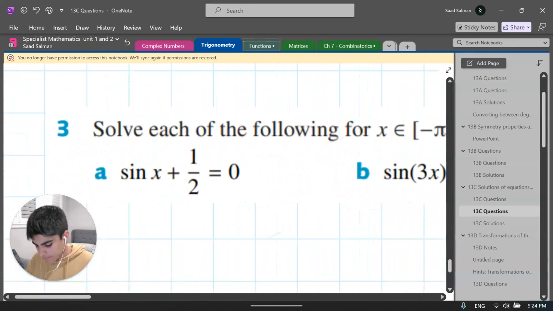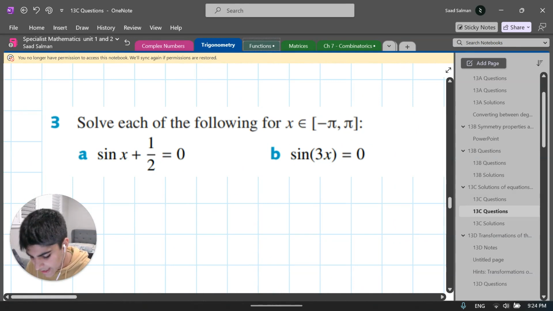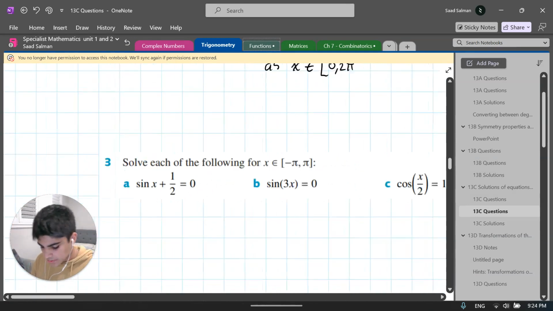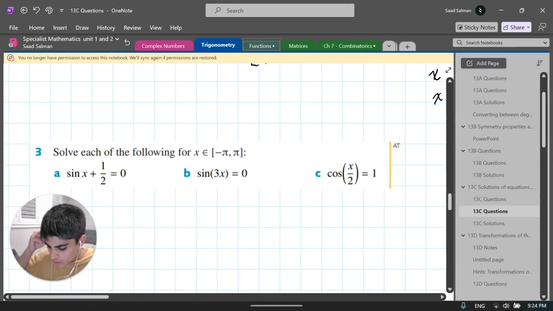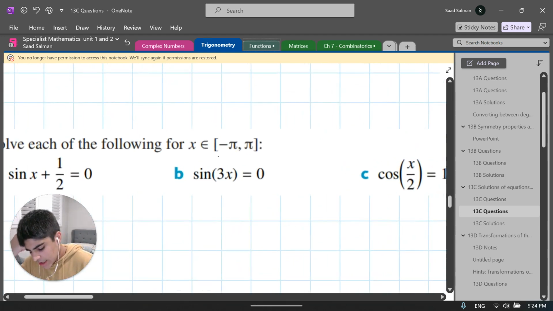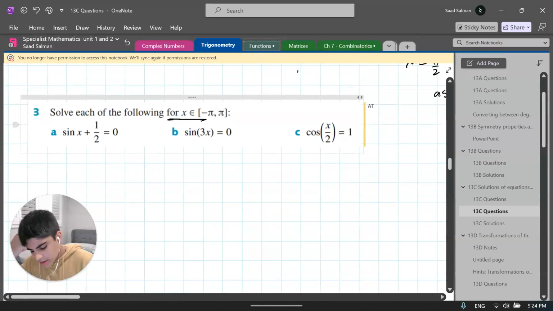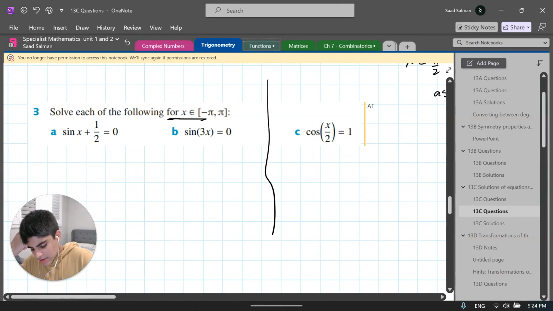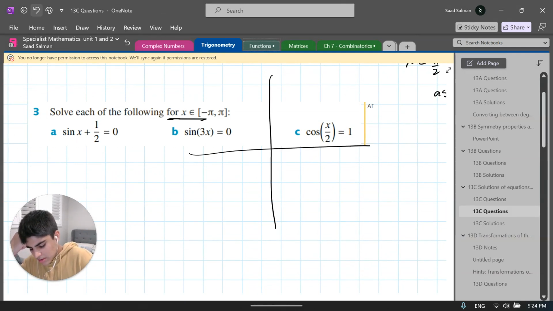Now the next question. Solve each of the following for x. Now we're doing the same thing as the previous question, except we are now given a different domain, negative pi and pi. What this means is our current domain is x is between negative pi and pi. Let's get started.